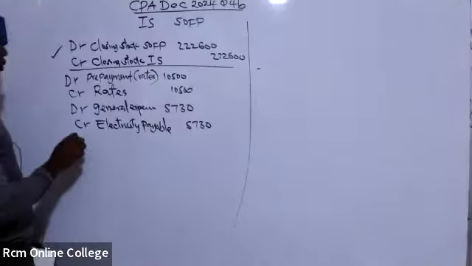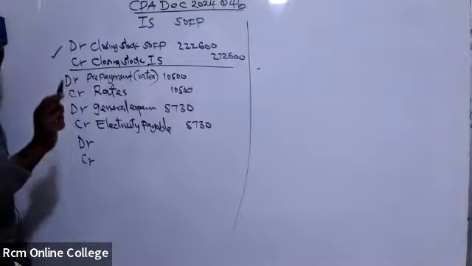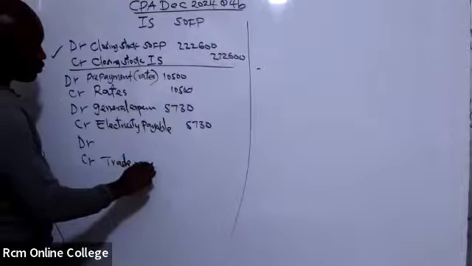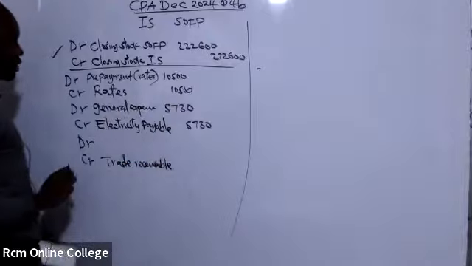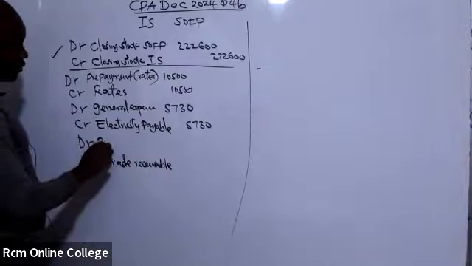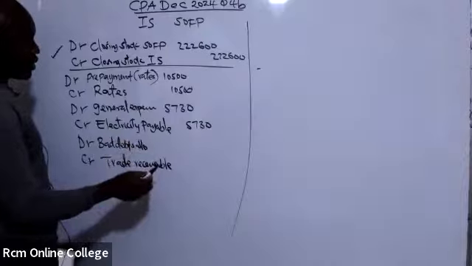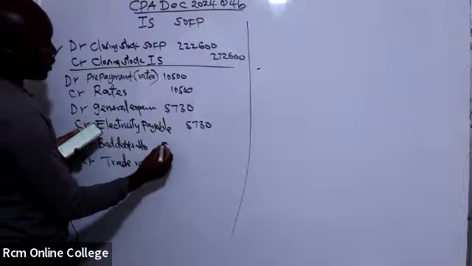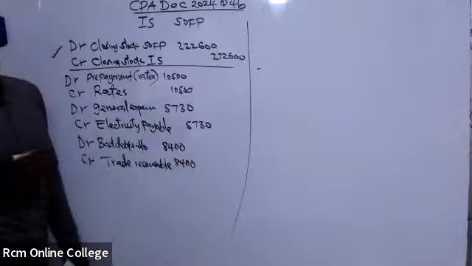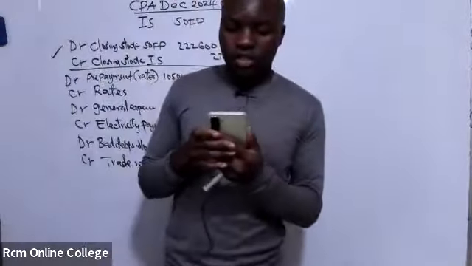Trade receivables is an asset. So when we reduce an asset balance, we credit trade receivables. Which account is affected? We're talking about bad debts written off, which is an expense account, with 8,400. So we have captured that particular item. That is information number 4.